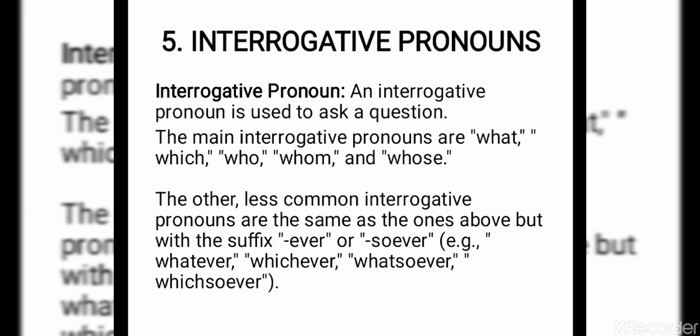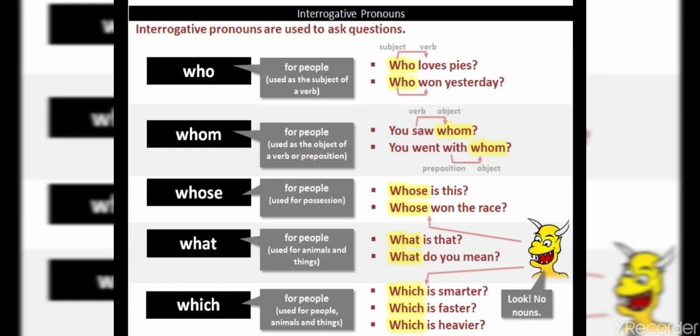So here, look into the example. The interrogative pronouns are used to ask questions. The first one, who, for people, used as the subject of a verb. The second one, whom, for people, used as the object of a verb or preposition. Third one, whose, for people, used for possession.